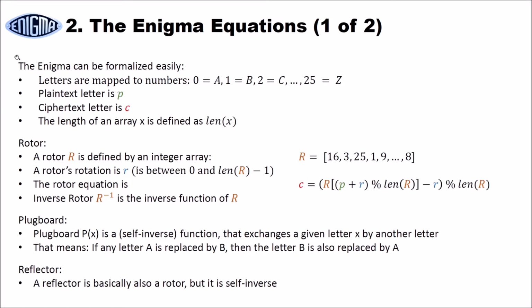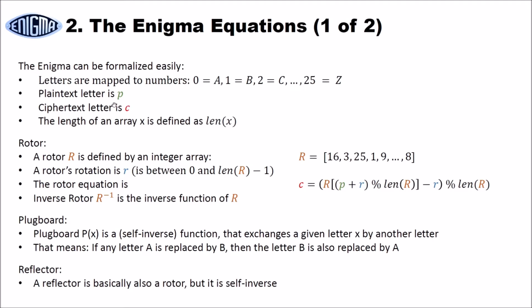The Enigma machine can be formalized easily. First, we need some definitions. For letters, I use numbers instead of letters. So the 0 is the A, the 1 is a B, a 2 is a C, and so on and so forth. And the last letter in the Latin alphabet, the 25, is the Z. And when we use more than the standard 26-letter Latin alphabet, we just keep on counting the numbers of the letters in our alphabet. Our plaintext letter is defined as P, and our ciphertext letter is defined as C.